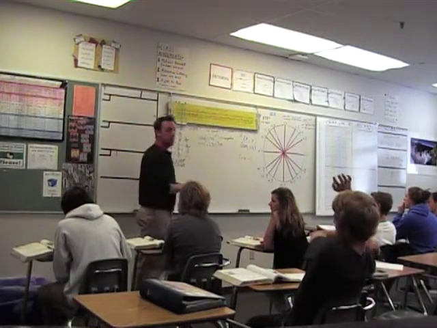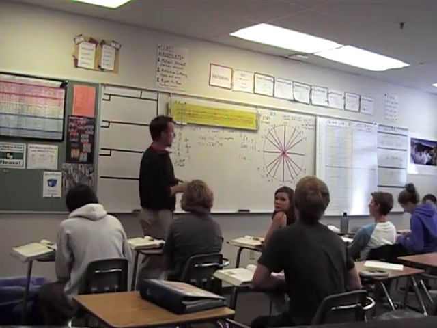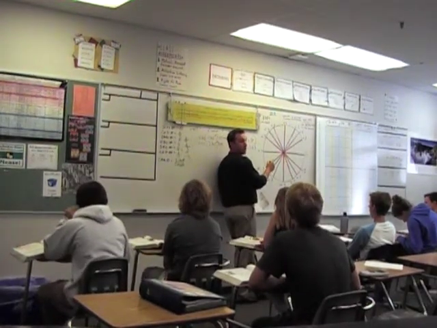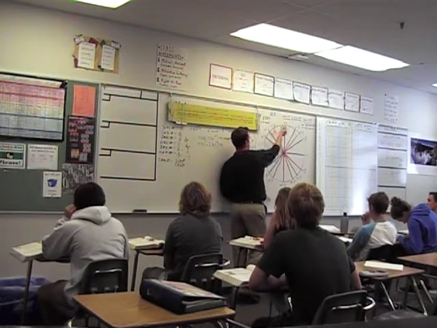So what if the X was negative and the Y was positive? If the X was negative and the Y is positive, what quadrant am I in? 2. Right? X is negative, Y is positive. I'm up here somewhere, right? Yes.